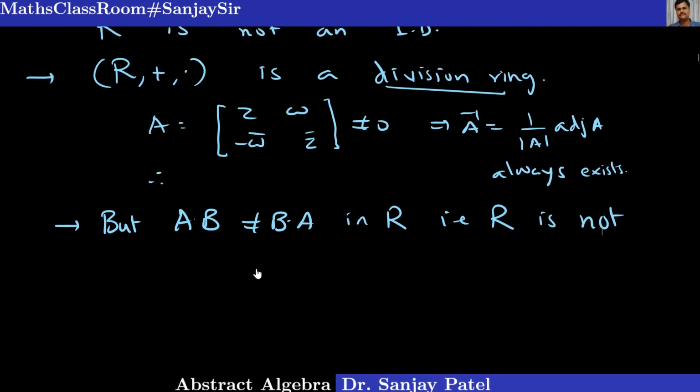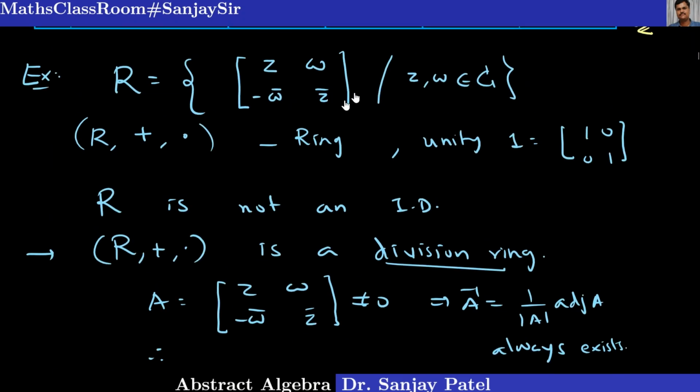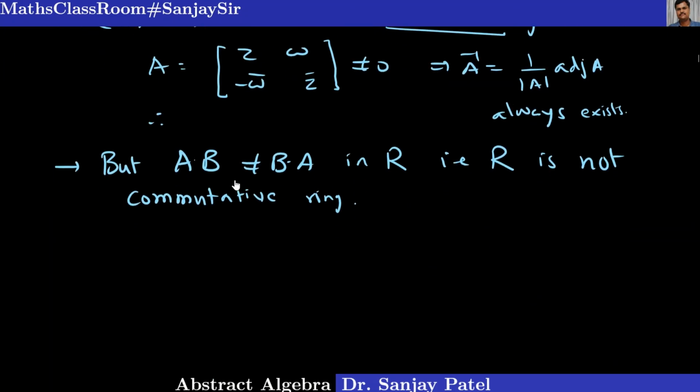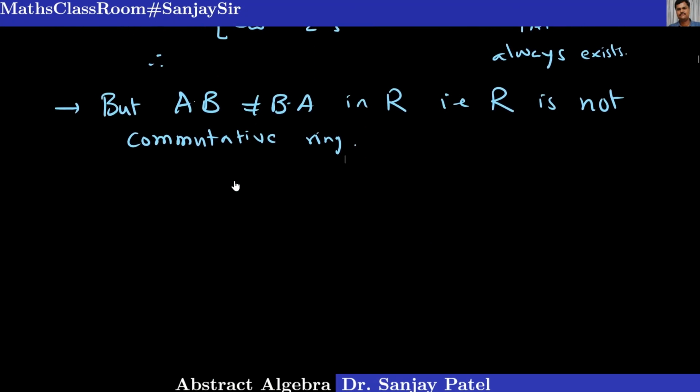So it is a very, very important example. R is not a commutative ring. Means what I want to say here is, this is an example, the ring of matrices of this form where these elements are complex numbers in this form. This ring is an example of a division ring which is not a field. Every field is always a division ring, but the converse is not true. So this is a division ring, but not a field.